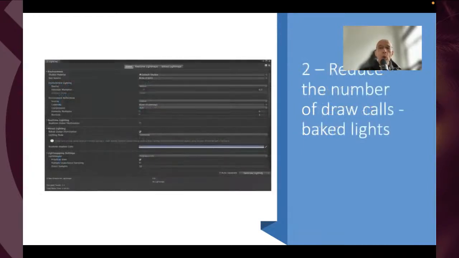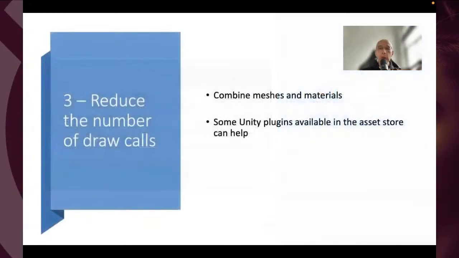Reducing the number of draw calls is particularly important, and this can be done in several ways. One is to just use baked lights. Real-time lights in virtual reality applications are very expensive, but if we use baked lights, this enables optimizations and better performance in our scene. So it is very important to use baked lights.